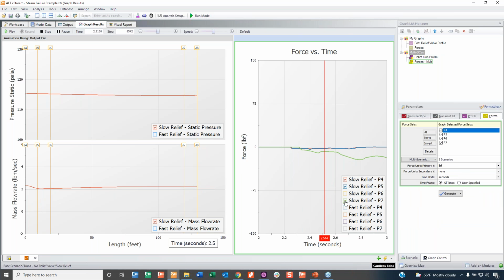So what is unique though is pipe 6. Pipe 6 is actually much larger, comparatively, like to pipe 4 or 5, it has larger forces. Still not as large as when it's a fast relief, but large enough to catch our attention. So why is that happening? Again, that's a result. Let's go back.